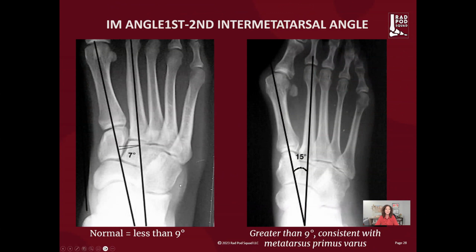Looking at the first intermetatarsal angle, this is an important angle for us to understand how we're going to treat our patients who have hallux valgus deformities. The greater the angle, the more need for a derotational osteotomy. The less the angle, the more a simple metatarsal tibial eminence osteotomy may suffice. But understanding these angles is imperative to understanding, will the patient go on to do worse if we just simply remove that portion of the tibial eminence? So greater than 9 is consistent with metatarsus primus varus.